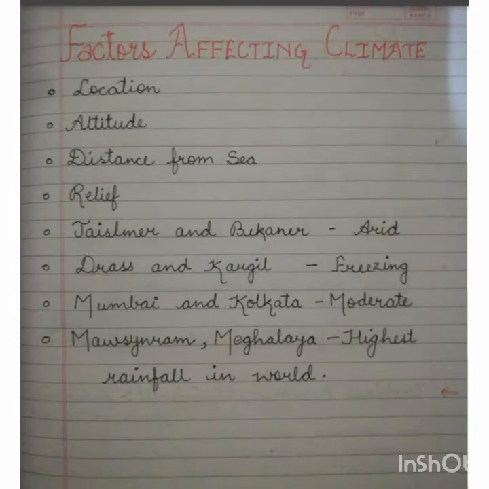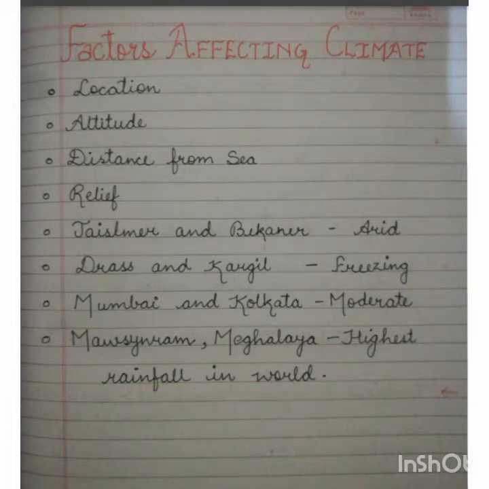Some of the extreme examples in India, you have severe arid condition in Jaisalmer and Bikaner, and you have freezing cold condition in Dras and Kargil. So region of Rajasthan with severe arid condition, and region of Jammu and Kashmir with extreme cold condition. Then you have Mumbai and Kolkata, which are the port area, or you can say coastal area. Coastal areas are moderate, and the region of highest rainfall in the world is Mawsynram in Meghalaya. It was previously Cherrapunji, but since a decade it has been Mawsynram.